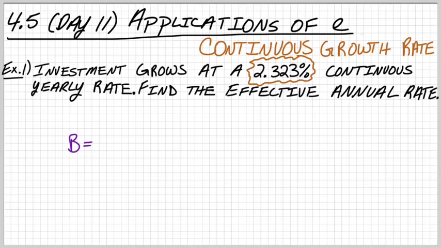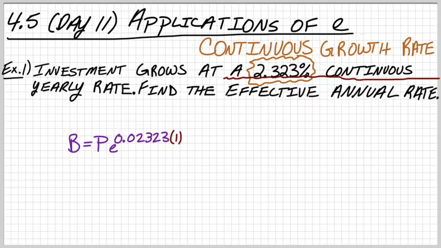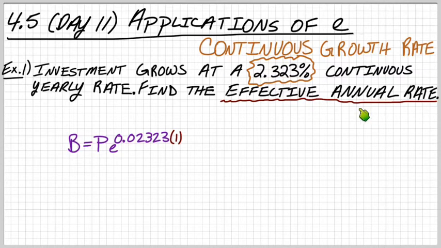Let's go ahead and set up the balance in the account. The initial investment, we don't know the actual value, so we'll just say P. And then we have e, because it's compounded continuously, to the 0.02323. So write that as a decimal. And then I would put t here, but since we're interested in the effective annual rate, that's for 1 year, we know t is going to be 1. Let me go ahead and color code and underline the right thing. The effective annual rate is what we're interested in, so let's consider it for 1 year.